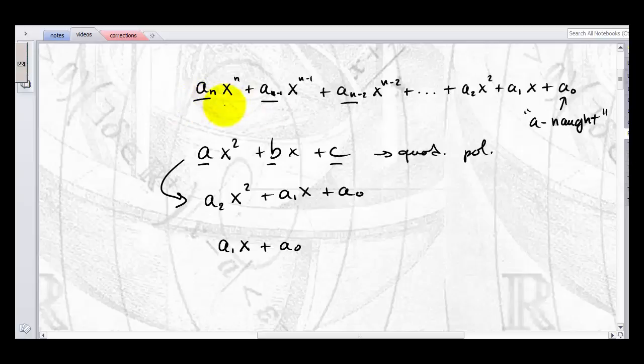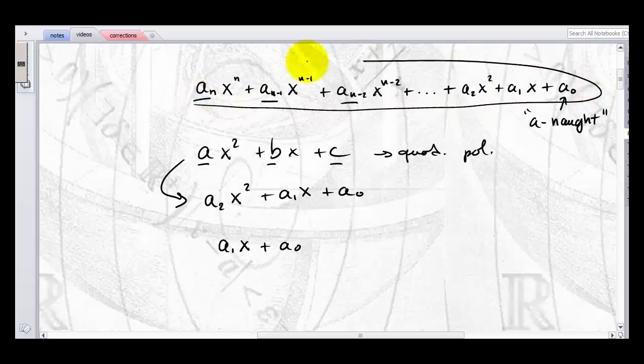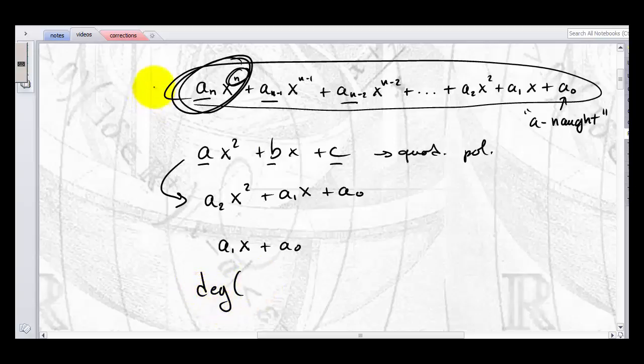But in general, a generic polynomial is written like this, and we don't write a, b, c because we don't know what the degree is, okay? So this is called the leading term. n is the degree of the polynomial, and I will write that deg of f. If we give it a name, f of x, that becomes a polynomial function, we would say the degree of the function f, okay? a_n is the leading coefficient, okay? Don't confuse the leading term with the leading coefficient. And a naught is a constant term.